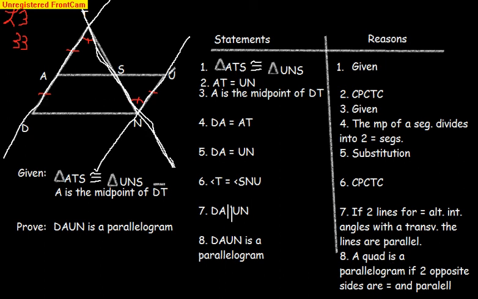AD equals UN. And the other one is UN and AD are parallel. So we have the two conditions. A quadrilateral is a parallelogram if the two opposite sides are equal and parallel. So I hope that helps clear that up.